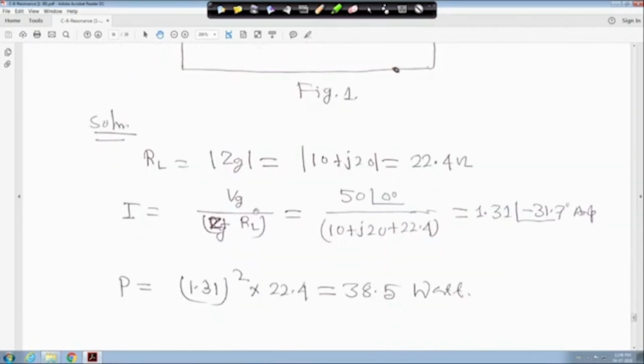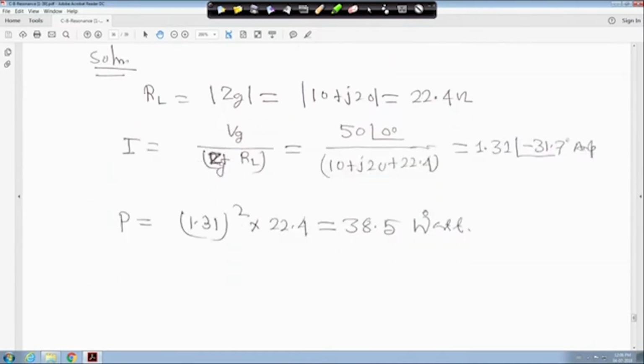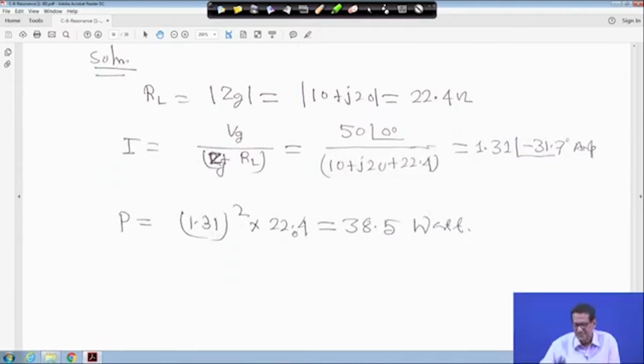Therefore I is equal to Vg upon Zg plus RL. Zg is 10 plus j20 and RL we got 22.4. So it will be 1.31 angle minus 31.7 degree ampere, right. And therefore P is equal to I squared R. So 1.31 squared into RL, which is 22.4. So it is 38.5 watt. So it is a very simple problem, right?